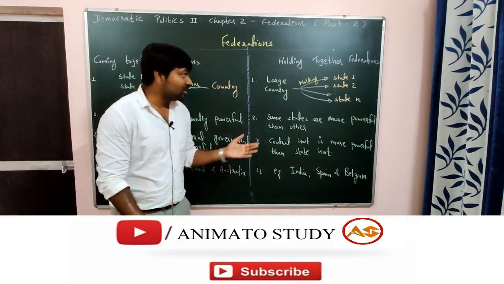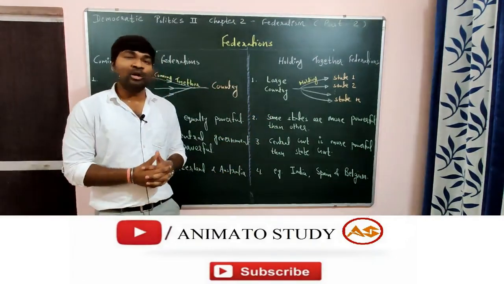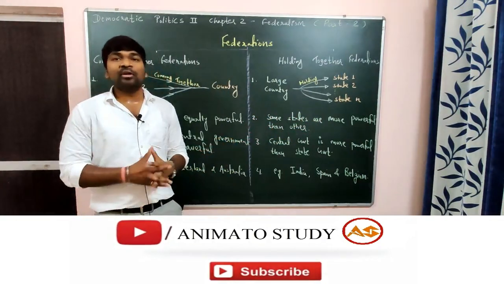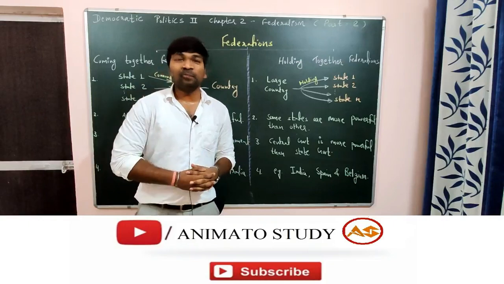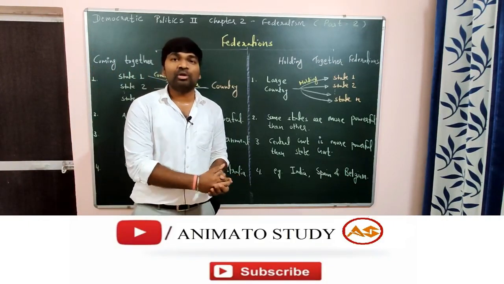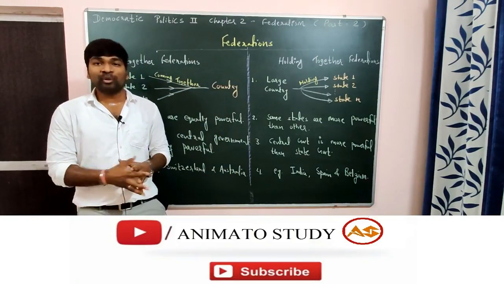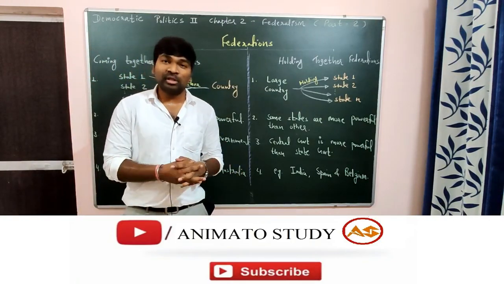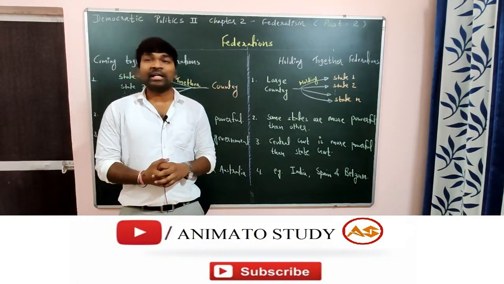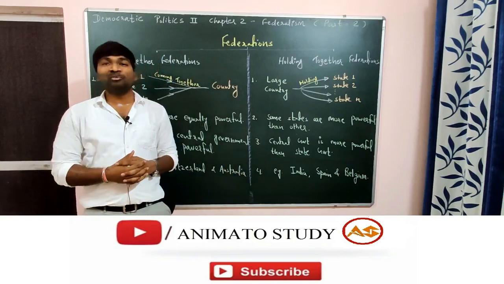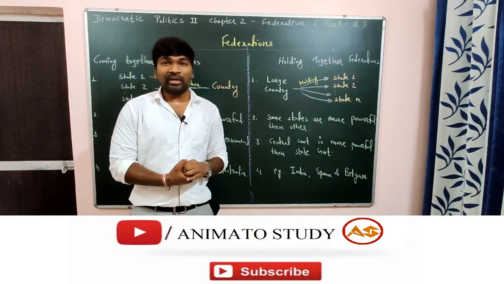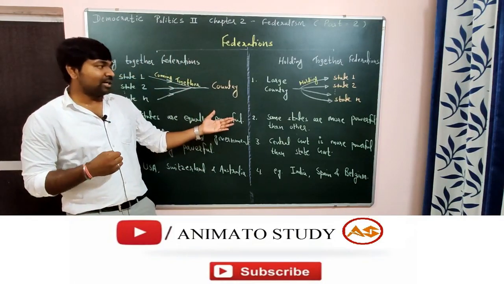But this is not the case with the holding together federation. In holding together federation, some states are more powerful than others. For example, if we talk about India, in last year 2019, till 31st of October 2019, Jammu Kashmir was there with special status. But our central government removed Article 370, and now Jammu and Kashmir is not even a state; it is a union territory along with Ladakh. Okay, so this is one example.